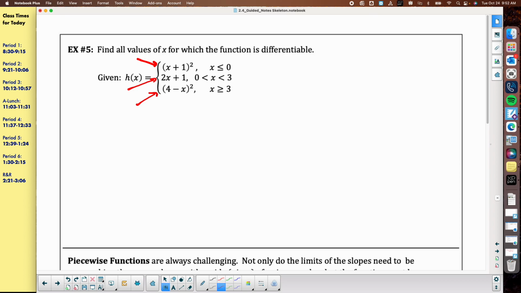Because if it's not continuous, you're guaranteed it's not differentiable. Okay, so let's find that first then. At zero, we would have 1 and 1. All right, it's continuous at 0. So 0 is out. 3, 6, 7. Ooh, this is probably not going to be 1. It is not continuous at 3.